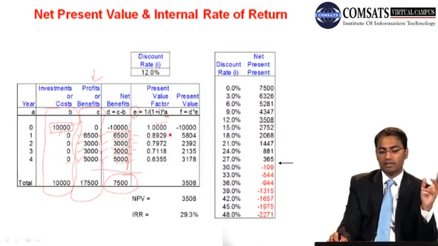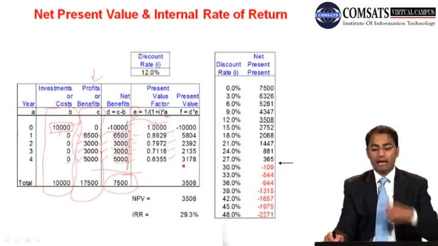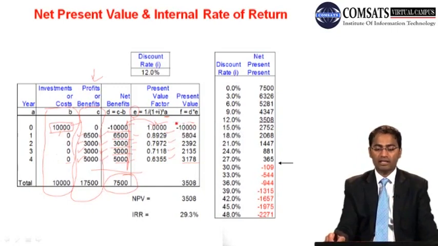If we put 12%, we will have 0.8929, 0.7972, 0.7118 and 0.6358. Now multiplying this factor with these values gives you minus 10,000. The 6,500 becomes 5,804, the present value of the 3,000 after 2 years will be 2,392, and the present value of this 3,000 after the end of the 3rd year is 2,135, and the value of this 5,000 after year 4 is 3,178. Now by summing up these columns we get the present values.